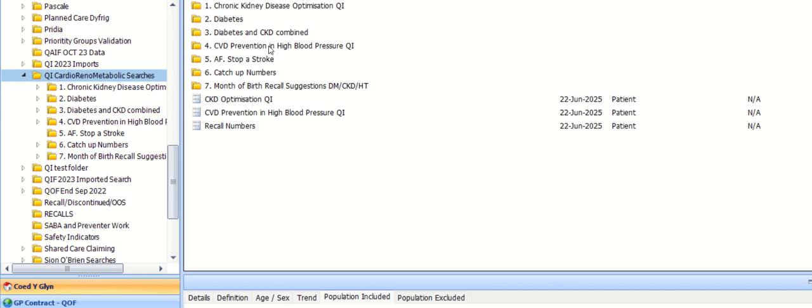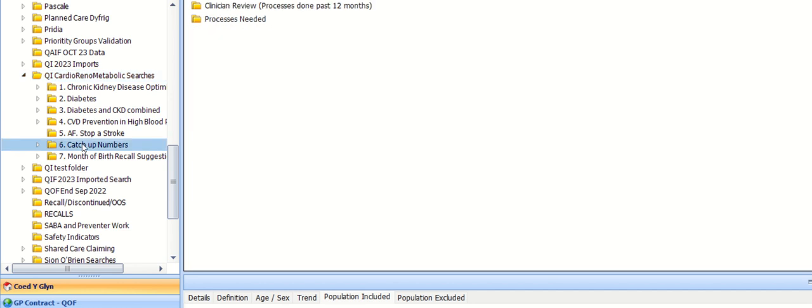And I think one of the questions is, where do we start? Are there ways we should be recalling and monitoring these? Now, there's two things we can look at. One is just straightforward overall numbers. So this folder here is just going to be what your current numbers are. And we've split the searches into patients where their processes have been done and they are ready for a review.